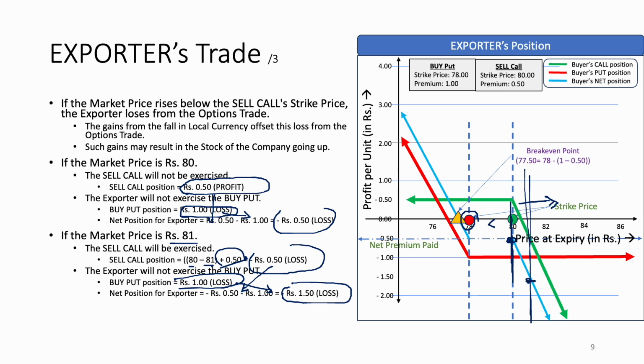So now notice that as the market price keeps increasing, the option will keep producing higher and higher loss for the exporter. However, this loss is offset by the fact that the exporter will be gaining from the selling of the currency at a higher market price. So that is what the intention was, and that is what the exporter is getting.